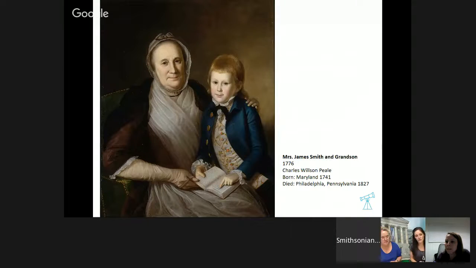So on the next slide, just back one, there we go. You'll notice the tombstone information has been added. So you'll notice that the title of this artwork is Mrs. James Smith and Grandson, so you guys are incredible detectives. It was painted in 1776 by a man named Charles Willson Peale. So I'll ask you to apply your new knowledge.